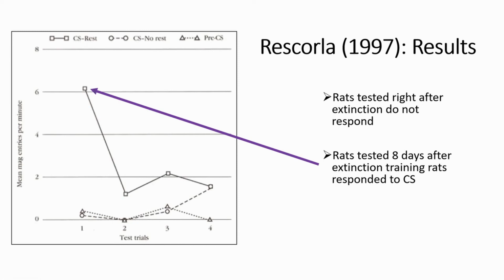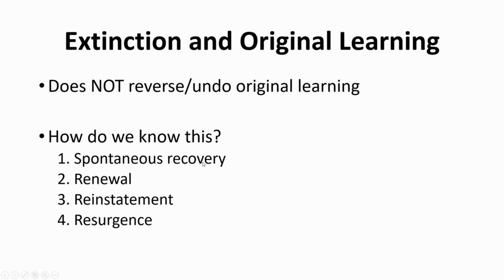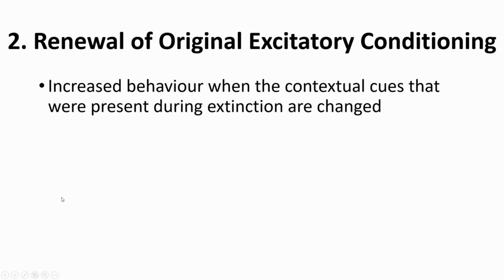It hasn't unlearned what was acquired. They had just learned something new: that through extinction, the conditioned stimulus was at that moment no longer associated with getting food. But what they originally learned is still there behind the scenes. All right, so that's our spontaneous recovery. Let's look at renewal. So number 2 here.